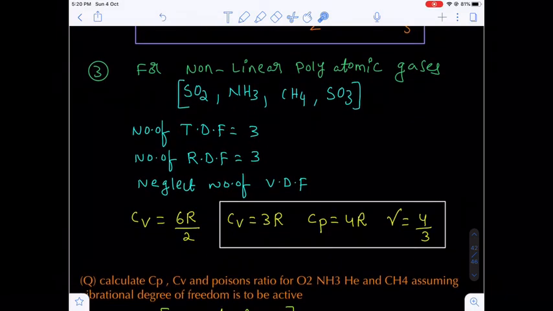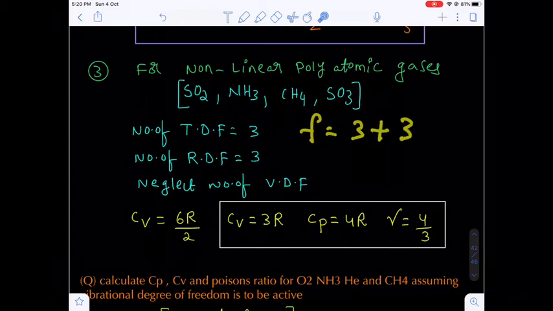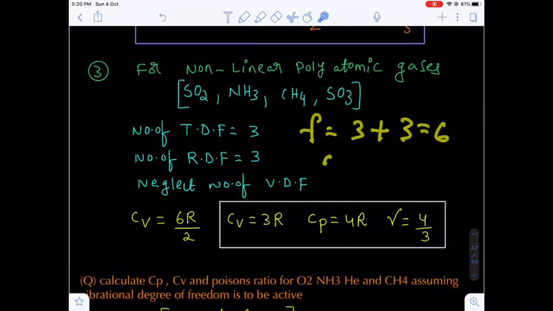Next, we come to non-linear polyatomic gases like sulfur dioxide, ammonia, methane. Now the total degree of freedom here: 3 will be the translational degree of freedom plus 3 will be the rotational degree of freedom. Here we are again not considering the vibrational degree of freedom. So the total number of degrees of freedom will be 6.